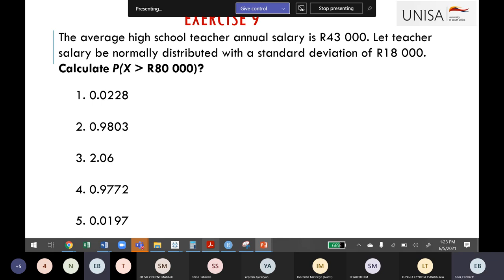The average high school teacher annual salary is 43,000. Let the teacher's salary be normally distributed with a standard deviation of 18,000. Calculate the probability that X is greater than 80,000. So you need to find the probability that X is greater than 80,000, which is 1 minus the probability that Z is less than X minus the mean, divided by the standard deviation. I just made it easier for you. That's the alternative way of doing it, because we know eventually we will find 1 minus that, because of the greater than.